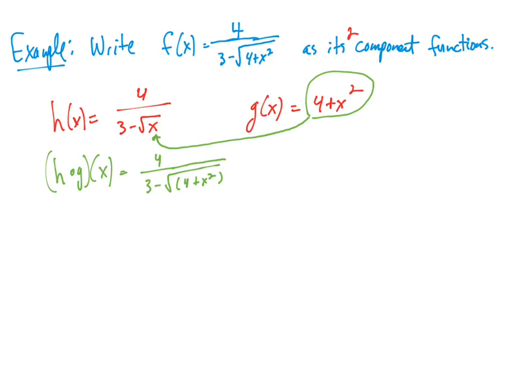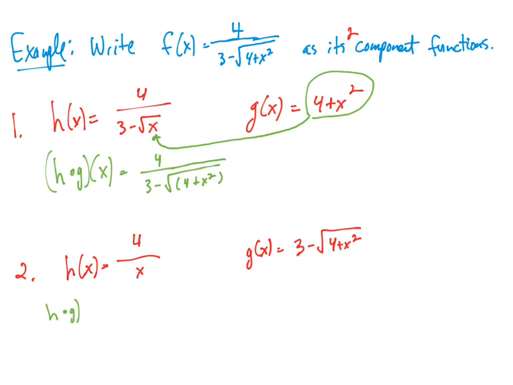So let's give that as option 1. Option 2: there's a few different options. If we did h of x equal to 4 divided by x, and then g of x was 3 minus the square root of 4 plus x squared, then h circle g of x would be taking the g function and putting it in here, and that would give it to us.